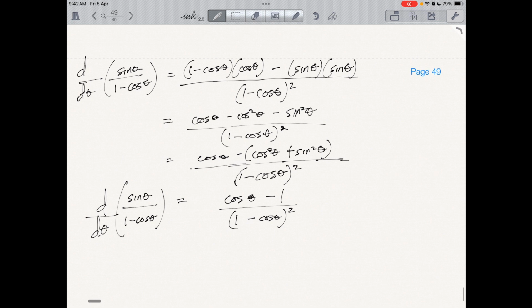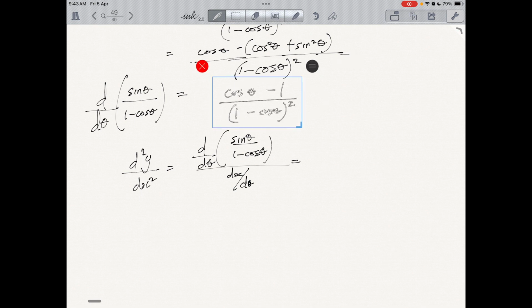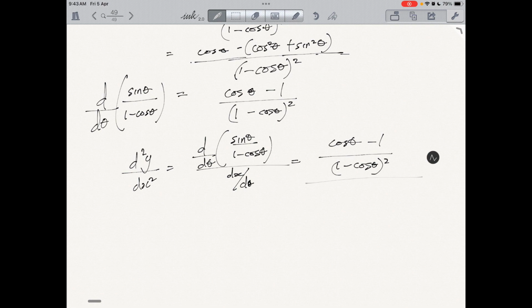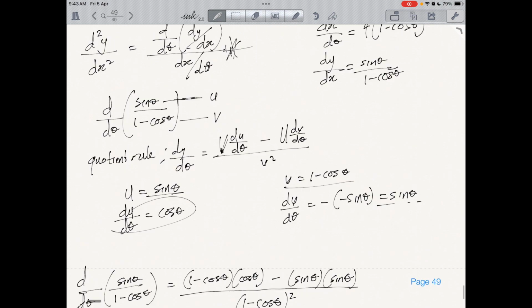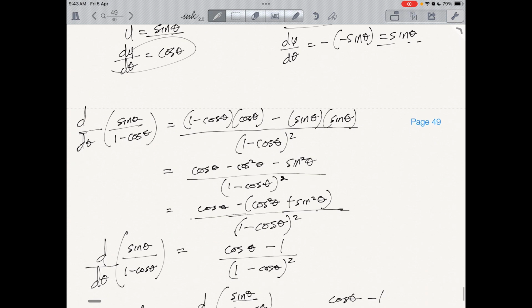We understand that d squared y over dx squared is d/dθ of dy/dx, which is sine θ over 1 minus cos θ, divided by dx/dθ. And the numerator is given by this expression: cos θ minus 1 over (1 minus cos θ) squared, everything divided by dx/dθ. And we can see that dx/dθ is 4 into 1 minus cos θ.